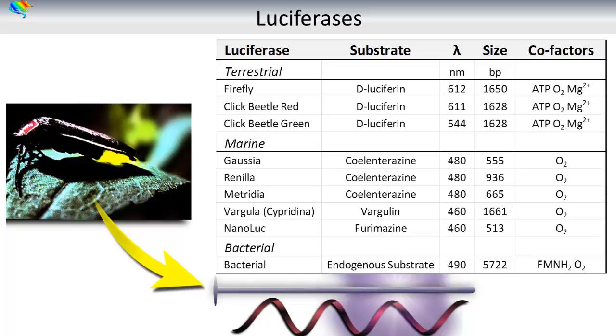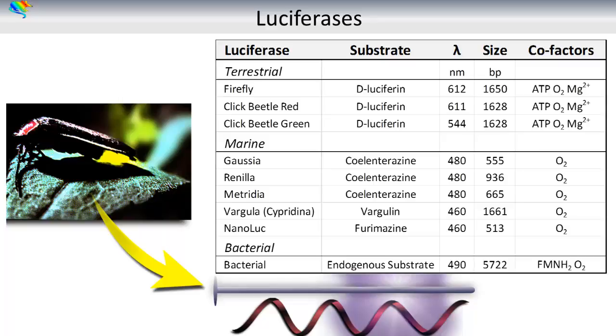Here you can see a list of luciferase reporter genes. Their respective substrates, emission wavelengths, and size, as well as cofactors, are also outlined. Firefly and click beetle luciferase are both ATP and oxygen dependent, rendering these reporters a live-dead stain. Only when the cells are alive do they produce ATP and light emission will occur.